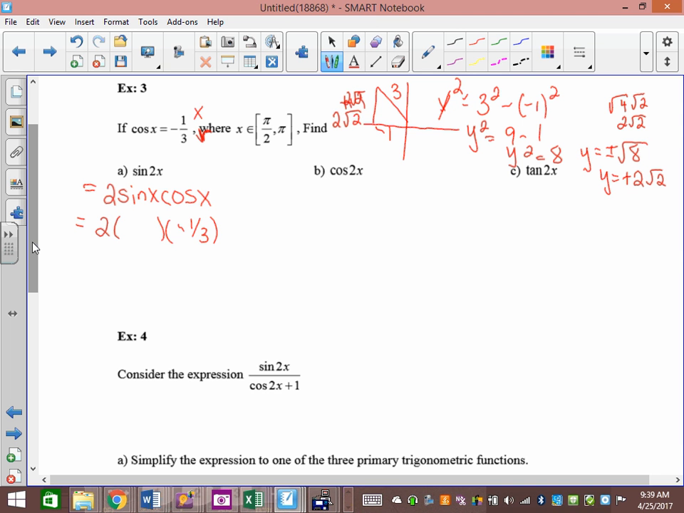So here you're going to get 2 root 2 over 3. And this would be 2 over 1. So you're going to get 2 times 2 root 2 times negative 1, which is negative 4 root 2, all over 1 times 3, which is 9. That's as good as it gets.